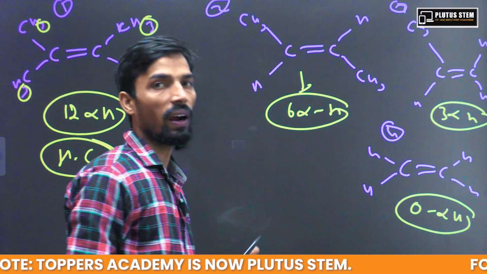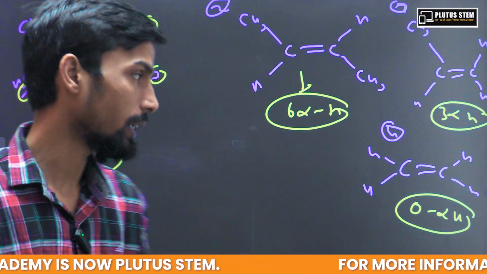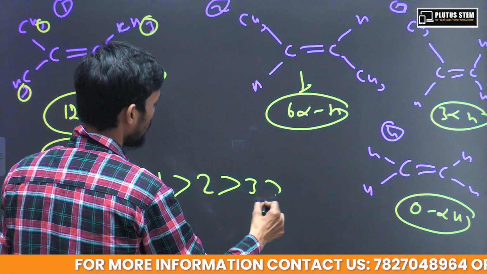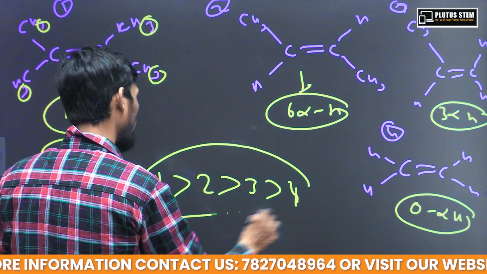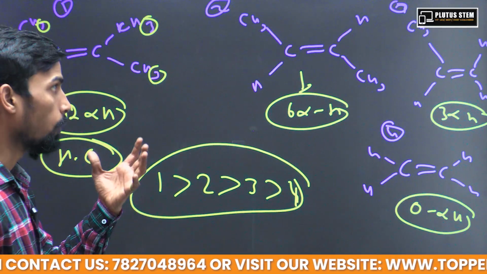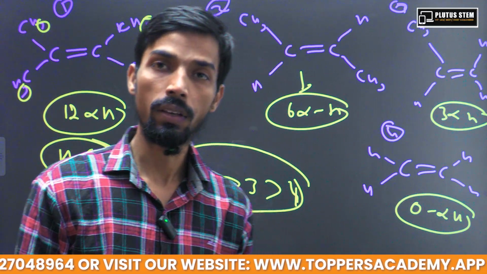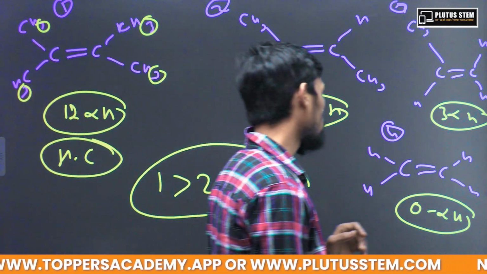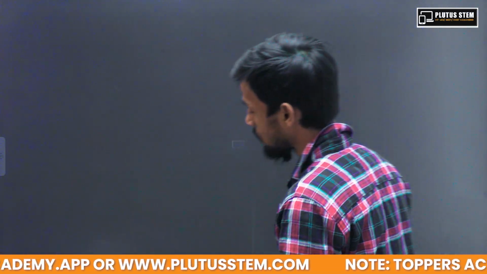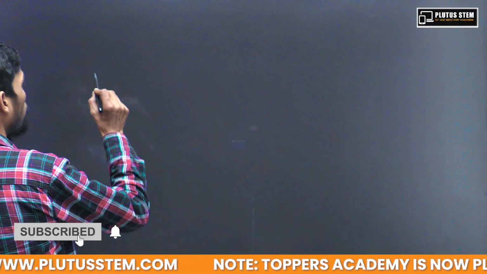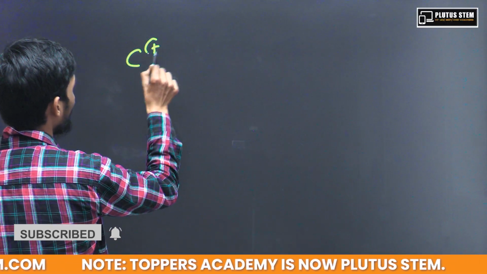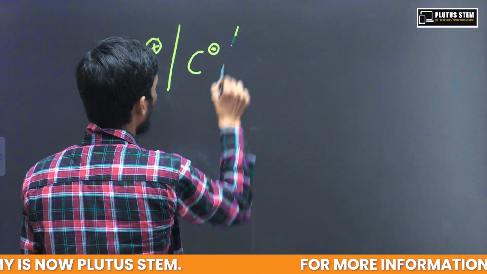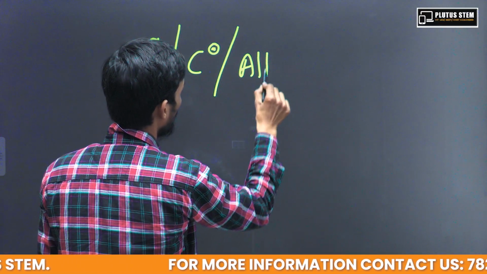So the more the alpha hydrogen, the more will be the stability of the alkene. So that's why we can say 1 is more stable than 2, than 3, than 4. On the basis of the presence of more number of alpha hydrogen, we can determine the stability of these alkenes. So we have seen the 3 systems in which hyperconjugation is generally shown: one was the carbocation, another was the free radical, and third was the alkene.